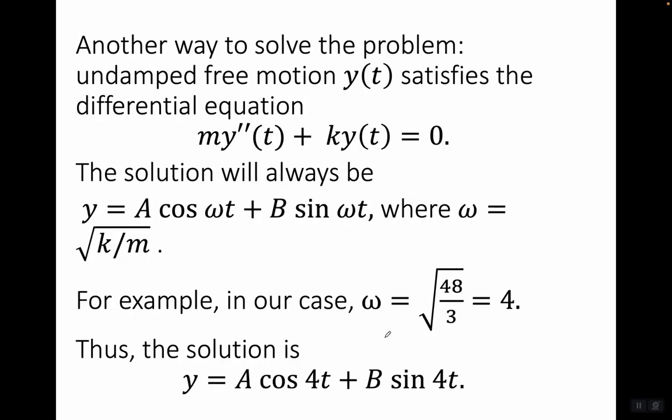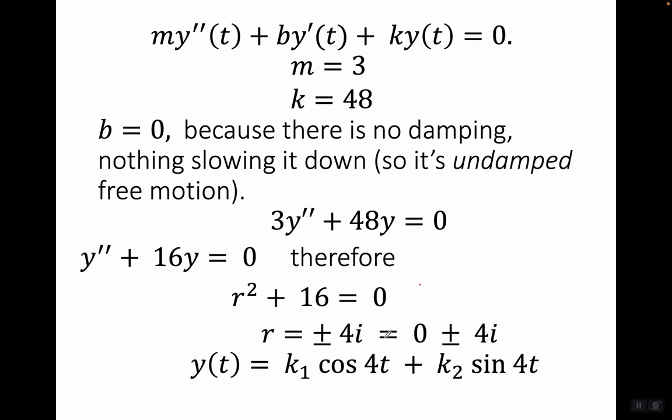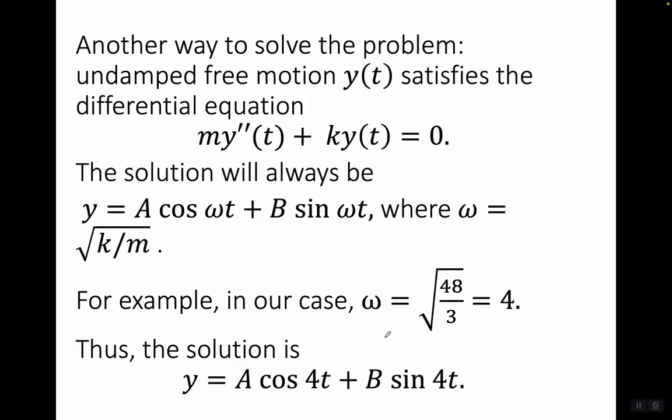Here's another way to solve the problem. Undamped free motion, that is when b equals 0, y of t satisfies the differential equation m y double prime plus k y equals 0. The solution will always be y equals a cosine omega t plus b sine omega t, where omega, I know it looks like a w, but it's the Greek letter omega, equals the square root of k over m. For example, in our case, omega is the square root of 48 over 3, which is the square root of 16, which is 4. Thus, the solution is y equals a cosine 4t plus b sine 4t. That's the same as what we had a moment ago. We were just using a and b instead of k1 and k2, but same difference.